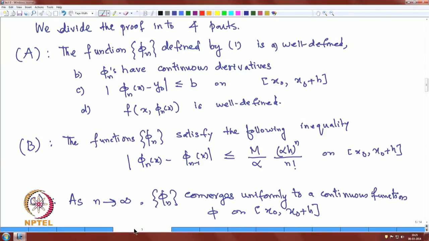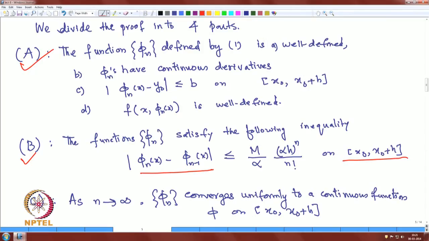So, we divided the proof into four parts. The first part is we have shown that phi n defined by the iterative scheme is well defined, and phi n is a sequence of functions having continuous derivatives, and phi n x for every n is inside the rectangle R. And in part B, we found that the sequence of functions phi n satisfies an estimate: the absolute value of phi n x minus phi n minus 1 x is less than or equal to M by alpha into alpha h to the power n by n factorial for n going from 1, 2, 3, etcetera. And this happens on the interval x0, x0 plus h.